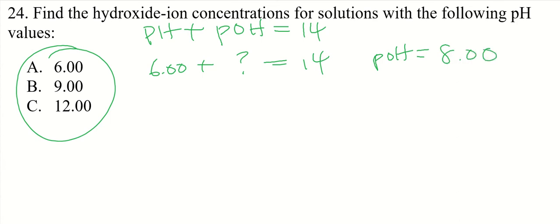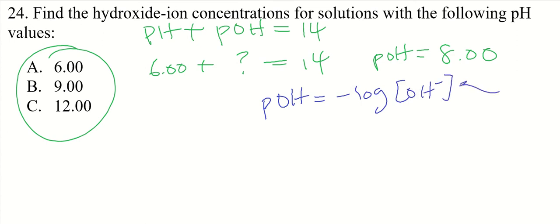Since we have the pOH, now we can use this here. pOH is equal to the negative log of the OH, or the hydroxide ion concentration. Now, this is what we're solving for. So to isolate that, we want to get rid of this log. And to do that, we use the anti-log, which is the base 10. So raise 10 to each side. Let's take this negative over to the other side.